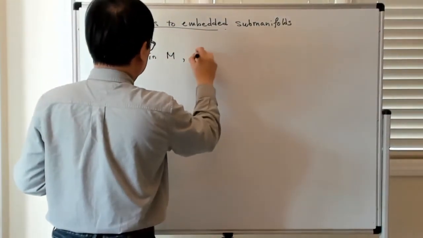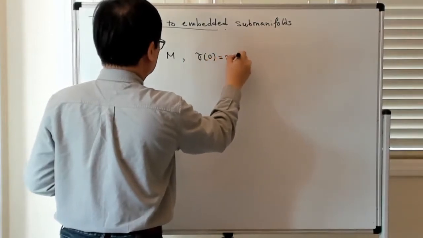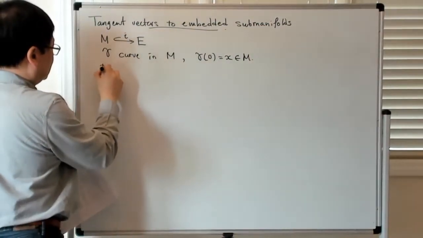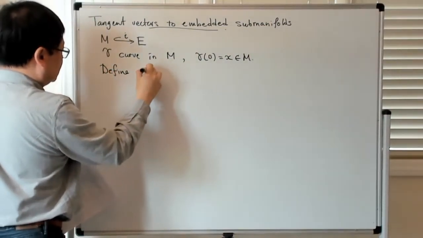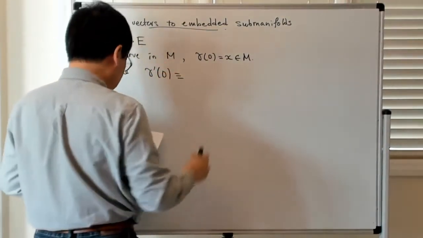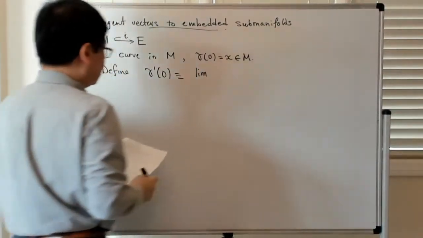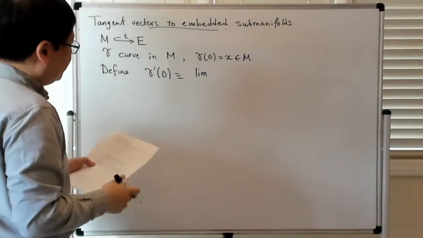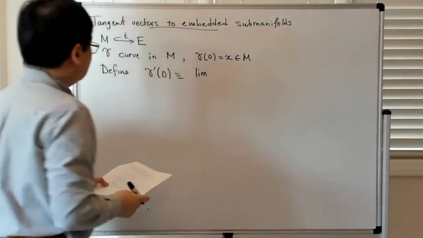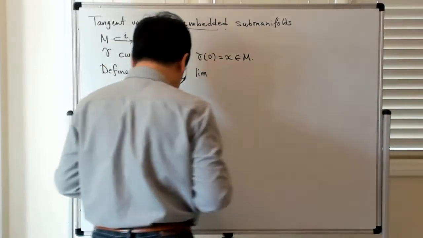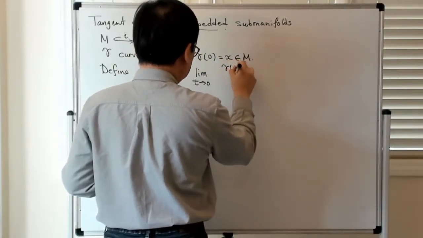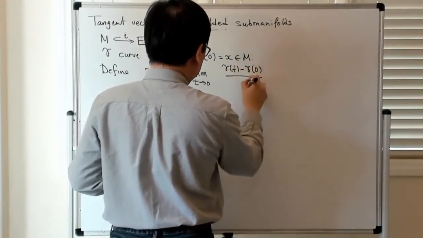with the property that gamma at 0 is some point x, which is on the manifold M. And I'm going to define gamma prime at 0. This is just the derivative, but we're using the linear space structure which comes from the embedding of M into the vector space E. So it's the limit as t goes to 0 of gamma at t minus gamma at 0 over t.